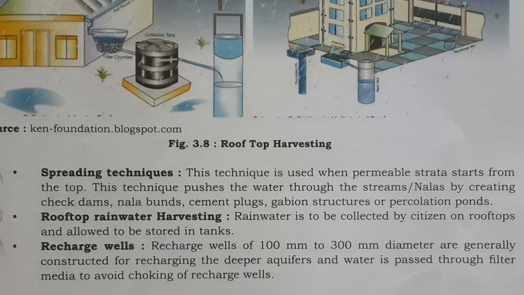Spreading techniques. This technique is used when the permeable strata starts from the top. This technique pushes the water through the stream nalas by creating check dams. Rooftop rainwater harvesting. Rainwater is to be collected by citizens on rooftops and allowed to be stored in tanks.